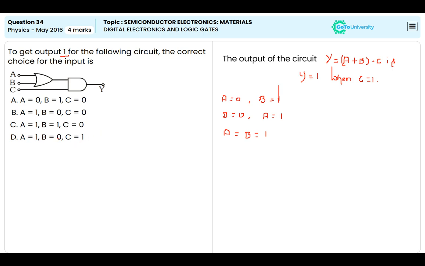In option D, A is equal to 1, B is equal to 0. Yes, A is equal to 1, B is equal to 0 is possible from the A and B, and C is equal to 1. Definitely we have this one. Then option D is the right answer.